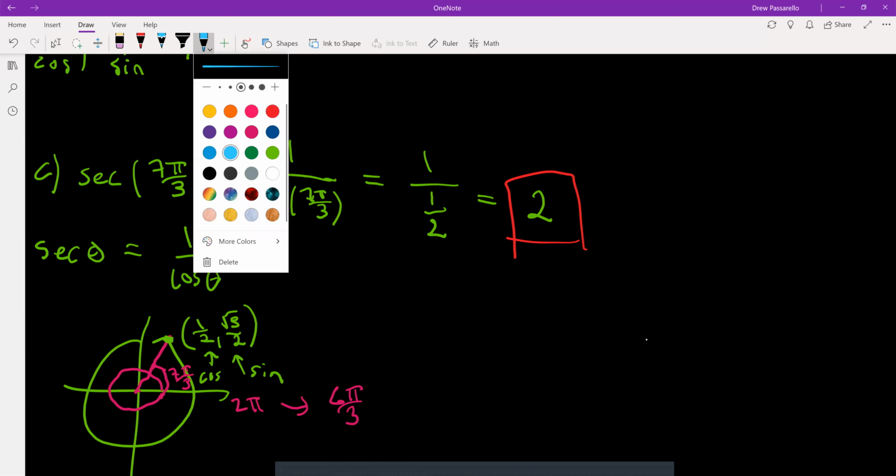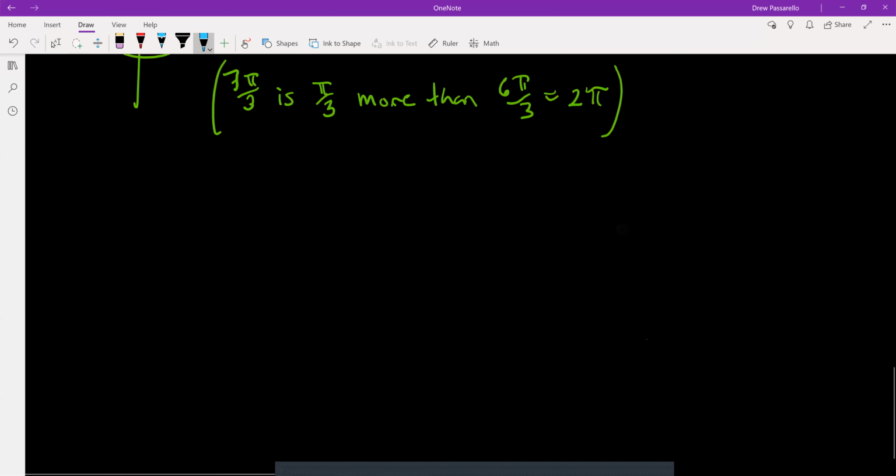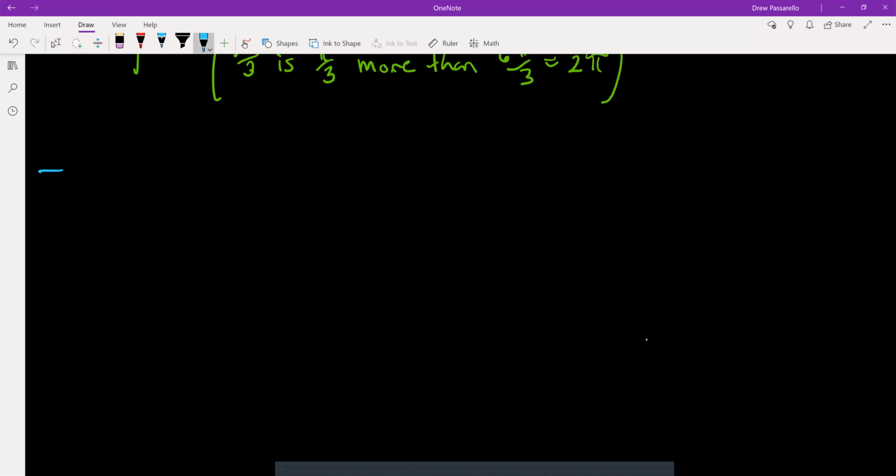So that's number 8. This next one is going to be number 9. I'm going to solve sine of 2x equal to sine x.